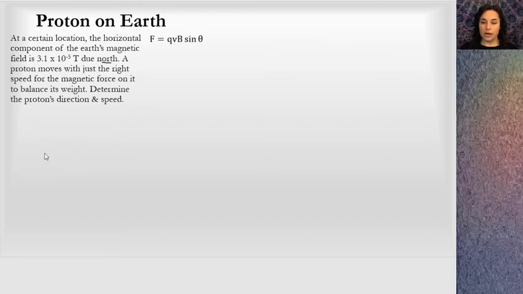Okay, so I'm going to think about the magnetic field of the Earth here. Here's the Earth, and here's north. And so I'm going to have the magnetic field pointing north at some spot. It says due north.